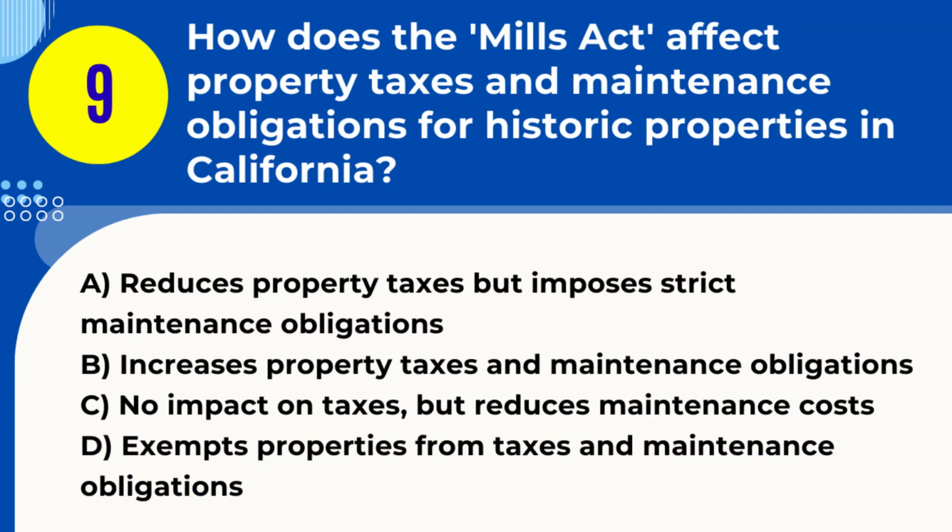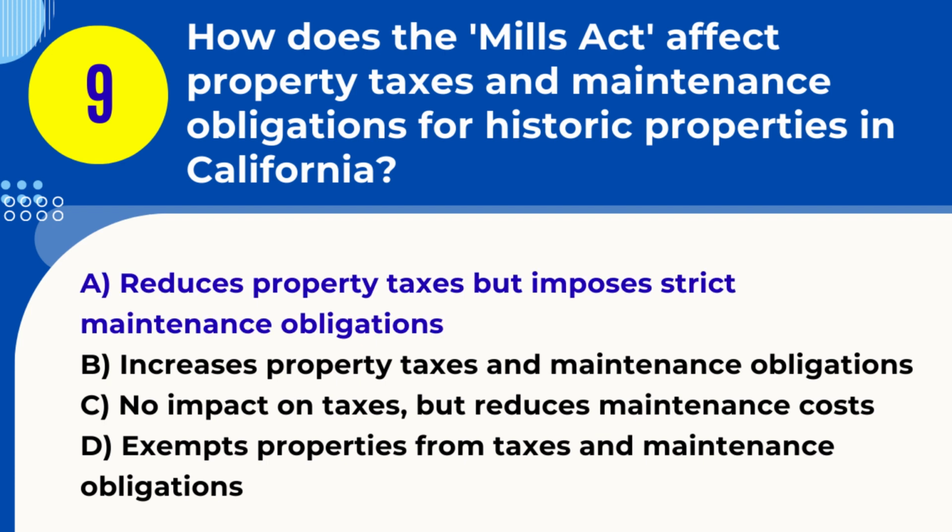Question 9. How does the Mills Act affect property taxes and maintenance obligations for historic properties in California? A. Reduces property taxes but imposes strict maintenance obligations. B. Increases property taxes and maintenance obligations. C. No impact on taxes, but reduces maintenance costs. D. Exempts properties from taxes and maintenance obligations.